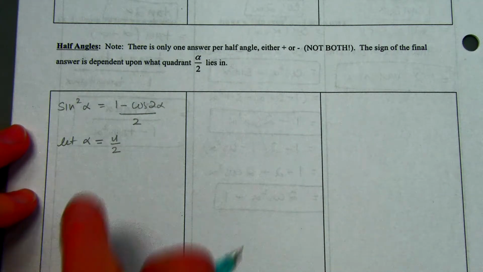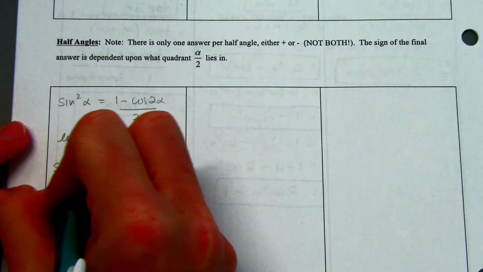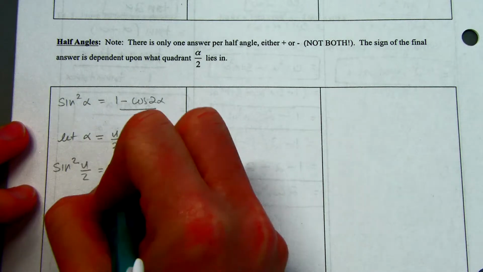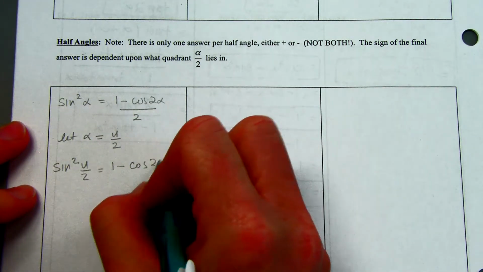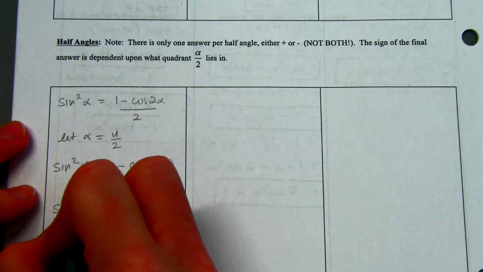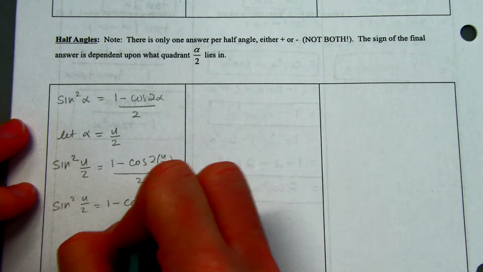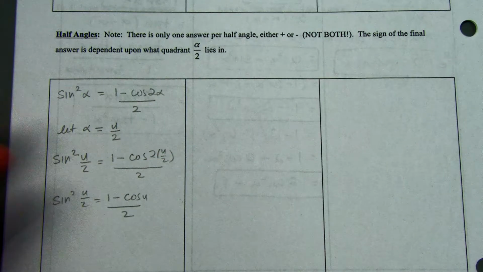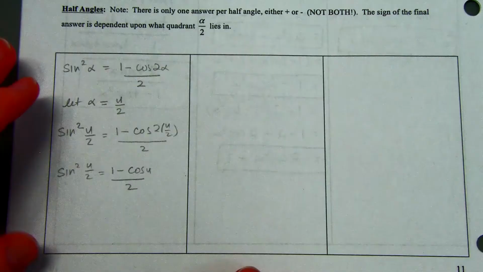Okay, so if I plug in u over 2 for alpha, I'm going to get sine squared u over 2 equals 1 minus cosine 2 times u over 2, all over 2. I'm showing all of my work here. So this turns into 1 minus cosine u over 2. Now, when I want to get the sine u over 2 by itself, we're going to square root.